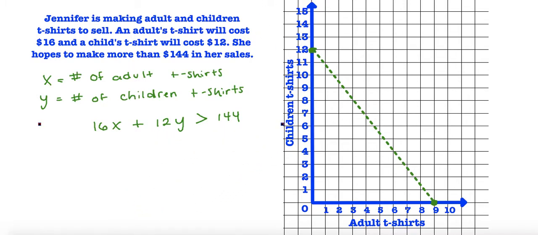So now we have to figure out which side of the line we're going to shade. And so we're going to test out our coordinate (0, 0). So 16 times 0 plus 12 times 0. 16 times 0 is 0, 12 times 0 is 0. So we end up with 0 is greater than 144, which is not true.